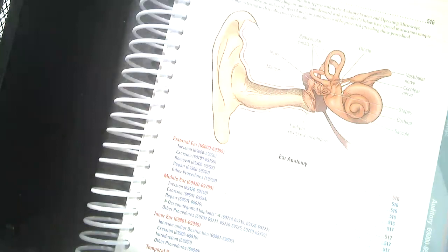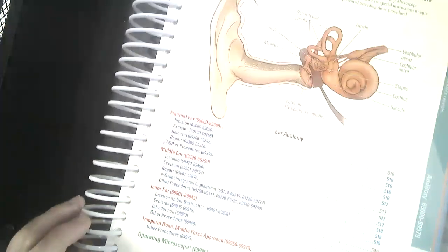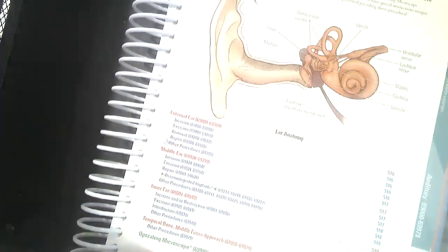And this section is going to follow that similar pattern that we're used to. We're going to get to incision, excision, removal, repair, and other procedures. And all that's going to help us specify is the location. So here we do external ear, middle ear, inner ear, and then temporal bone. And that's all we have for this whole section, okay? So that pattern is going to repeat itself, where we have our external ear, incision, excision, removal, repair, and other.